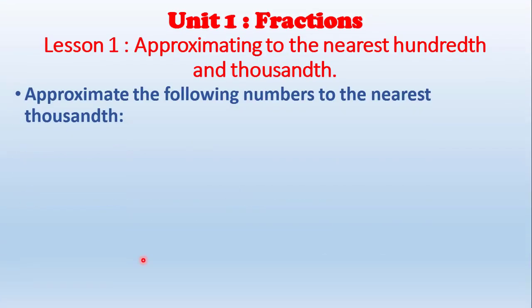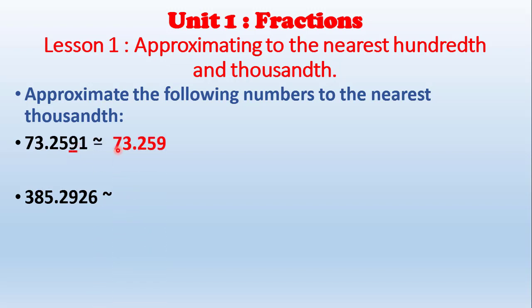Another example here. Approximate the following numbers to the nearest thousandth. Okay, the first number here, underline thousandth. Tenth, hundredth, thousandth, so 9 is the thousandth. Look at the right, we have 1. 1 is less than 5, so keep 9 and cancel this one. So the result will be 73.259.